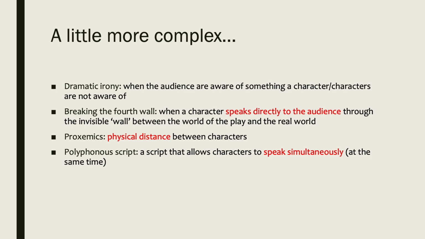Breaking the fourth wall, if you think of the stage as having the back wall being the first wall, the left wall being the second wall, and the right wall being the third wall, that is the world of the play, and then the front wall between the audience and the play is the fourth wall. And when a character sort of breaks it and says something to the audience, directly to them, this is called breaking the fourth wall. Iago uses it a lot in Othello.